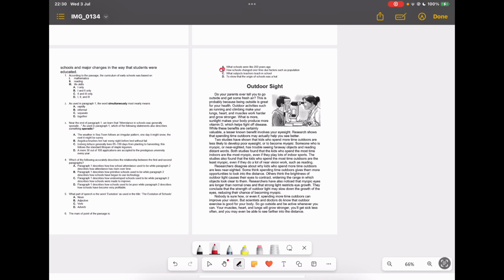Nobody is sure how, or even if, spending more time outdoors can improve your vision. But scientists and doctors do know that outdoor exercise is good for your body. So go outside and be active whenever you can. Your muscles, heart, and lungs will grow stronger. You'll get sick less often, and you may even be able to see farther into the distance.